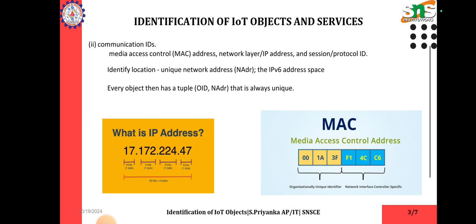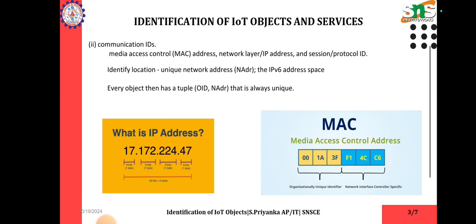Next is your communication IDs. Communication IDs mainly consist of media access control, network layer IP address, and session or protocol ID. First is identifying location. Whenever identifying location, it mainly consists of unique network address, that is NADR, that is the IPv6 address space. Every object then has a tuple that is always unique.